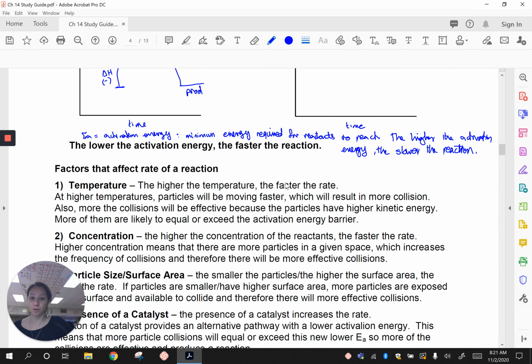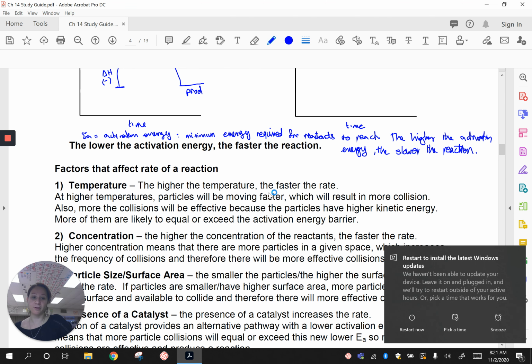The higher the temperature, the faster the rate. That's because at higher temperatures, particles will be moving faster, which will result in more collisions, but also more of those collisions will be effective because the particles have higher kinetic energy. And so more of them are likely to equal or exceed that activation energy barrier. So there's actually 2 reasons why temperature raises the rate of a reaction. First, because particles are moving faster, so there's more collisions, period. But also because more of those collisions will also exceed or equal that activation energy barrier, so more of them will be effective collisions.